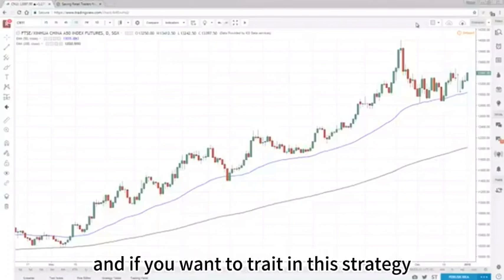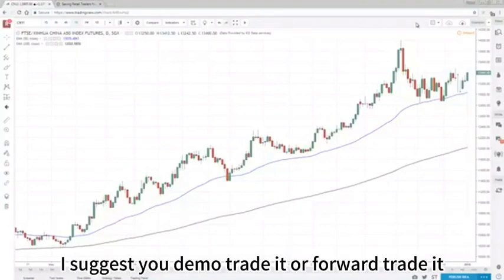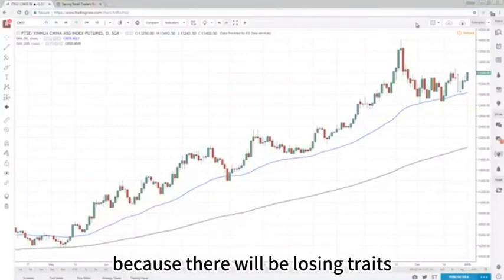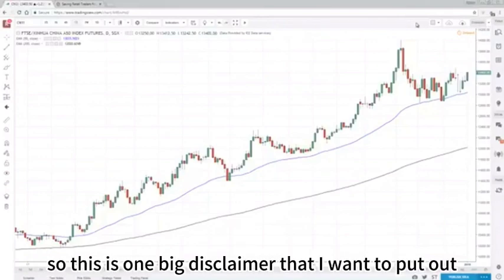Be prepared for it. And if you want to trade this strategy, I suggest you demo trade it or forward trade it in the markets first before you risk any money, because there will be losing trades. So this is one big disclaimer that I want to put out.